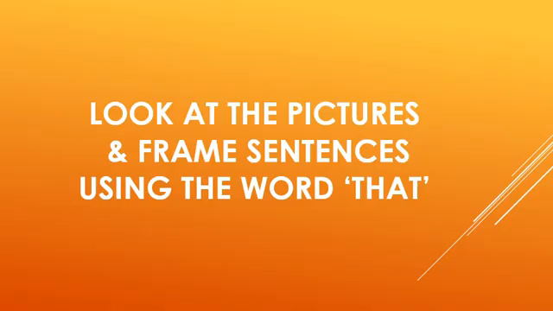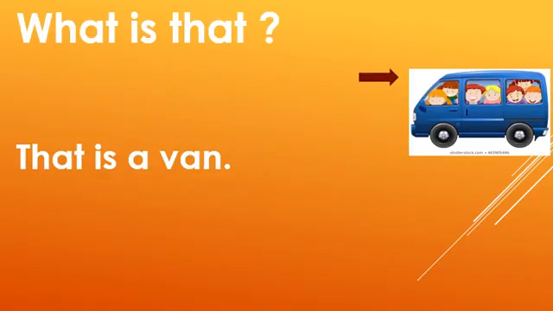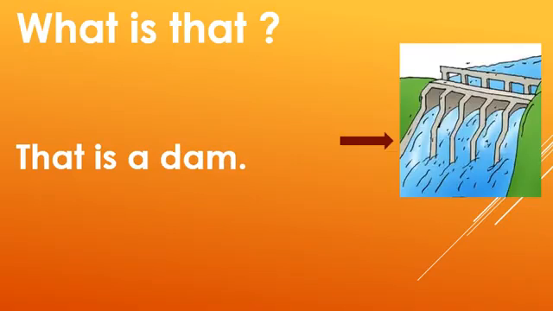Now let us see some pictures. What is that? You can see an arrow on top of a picture of a van. So we say that is a van. Next picture. What is that? That is a dam. It's a far away picture, far away object or a construction. That is a dam.